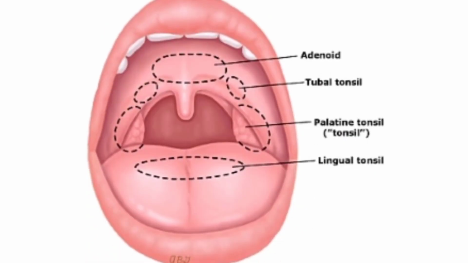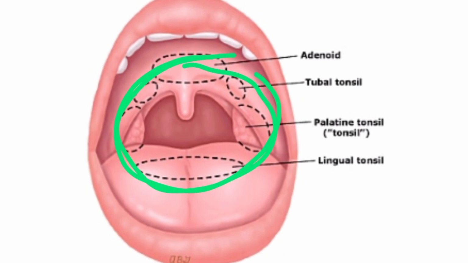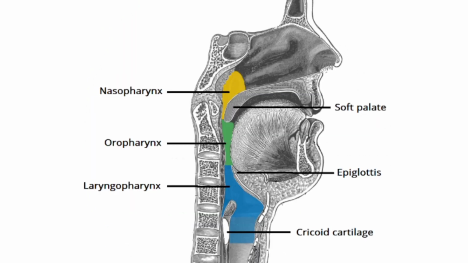Means if you see in an open mouth, the lymph nodes are situated like this. So it looks like a ring structure. So it is named as Waldeyer rings. So it is situated in between the common digestive pathway.